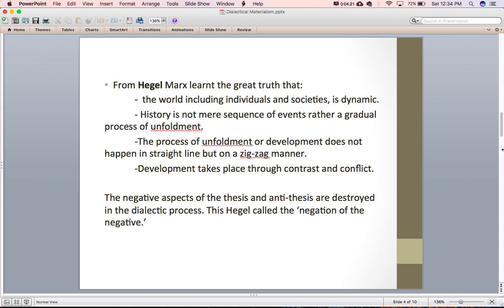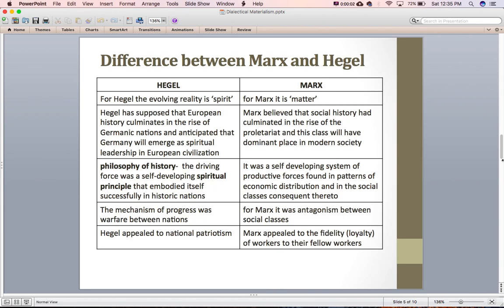However, Marx did not accept Hegel's dialectic as it is. Rather, he changed it in view of his own historical materialism. Now, let us discuss the major difference between Marx and Hegel. First, for Hegel, the evolving reality is spirit or mind. That is, the dialectical process leads to the evolving of mind, but for Marx, matter is the beginning and end of all reality.